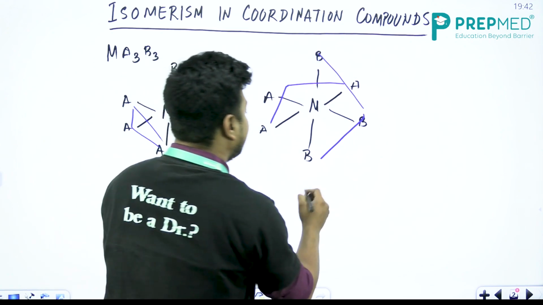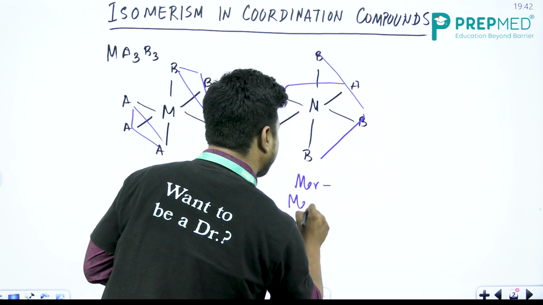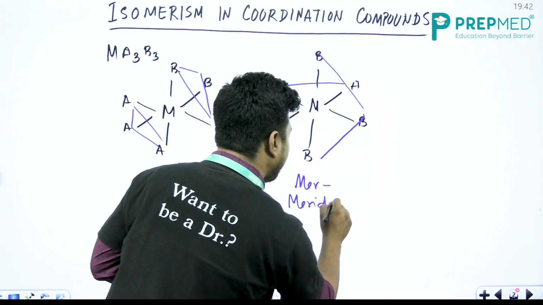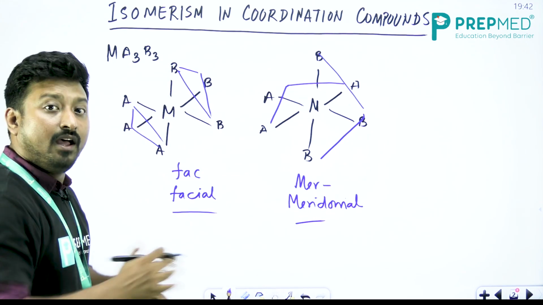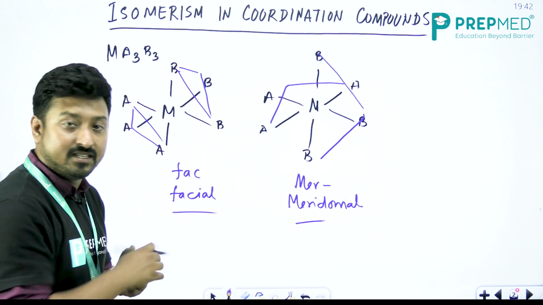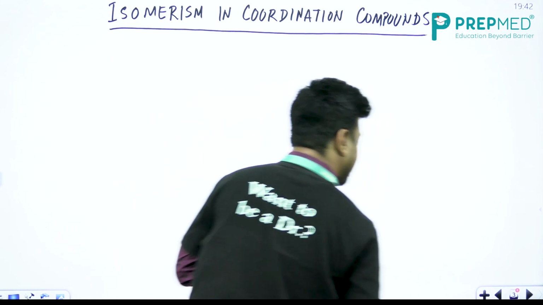So basically this is called meridional isomer or Mer isomer. Okay, it's called meridional isomer or Mer isomer. Right. Now the next example, this is one of the variations. Let's take the second example. Let's see the second example now, children.